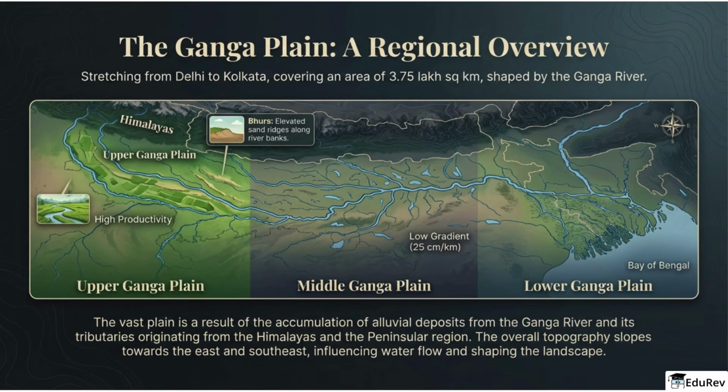This vast plain results from accumulation of alluvial deposits from the Ganga and its tributaries, originating from the Himalayas and the peninsular region. The overall topography slopes toward the east and southeast, shaping water flow and the landscape.